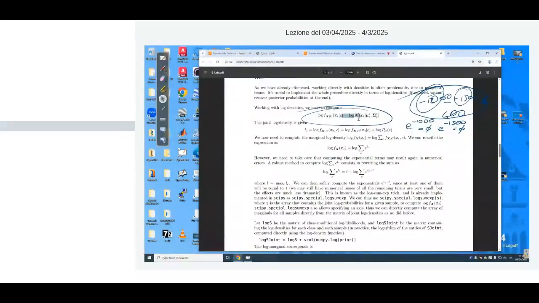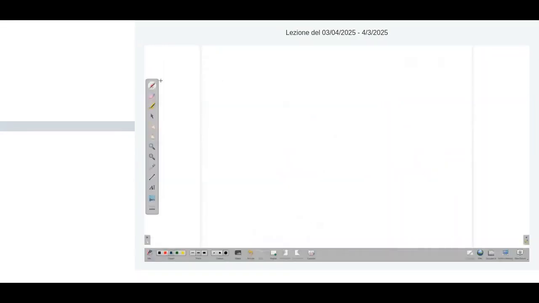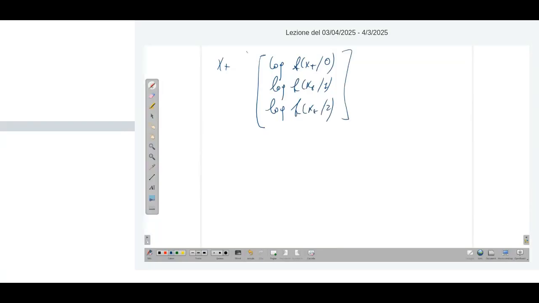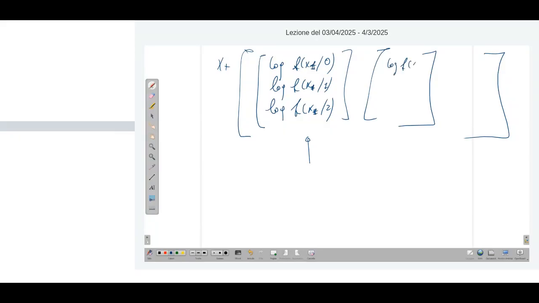So we want to work with log densities. For the first step, it's easy. Rather than computing the class conditional, we compute the vectors of the logarithm of the class conditional. That's even easier because from what we did last time, this is what we need to compute for one sample. If we want to store these values for all the samples of a data matrix, we just need to compute this for the first sample, then for the second sample, and so on.